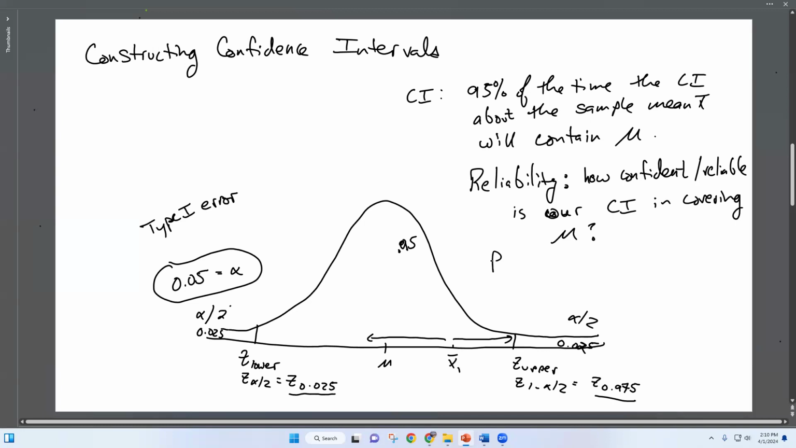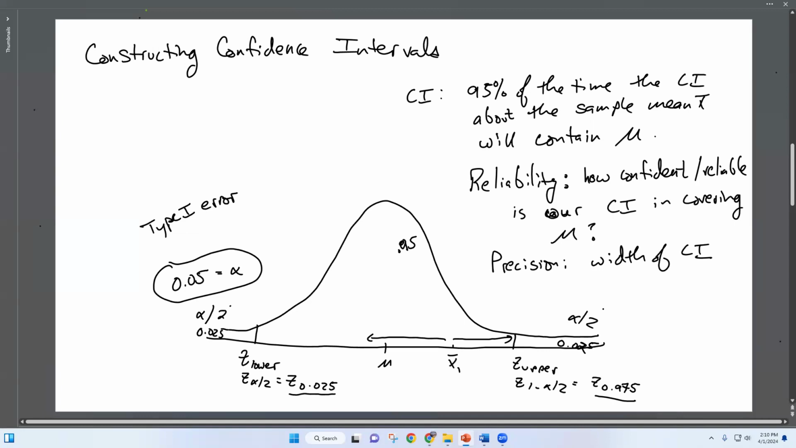And then we have precision, which is the width of our confidence interval. A wider confidence interval is less precise, a narrow confidence interval is more precise. We can say, okay, there's just kind of less uncertainty here.